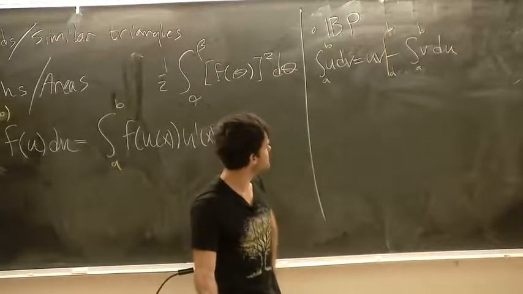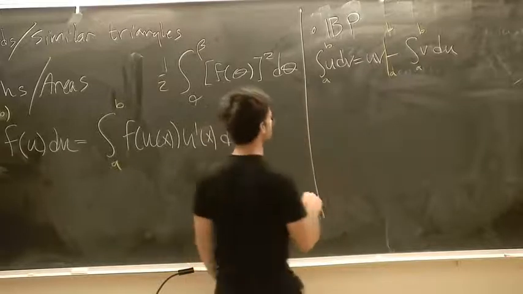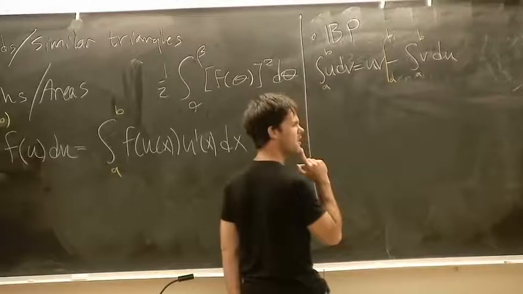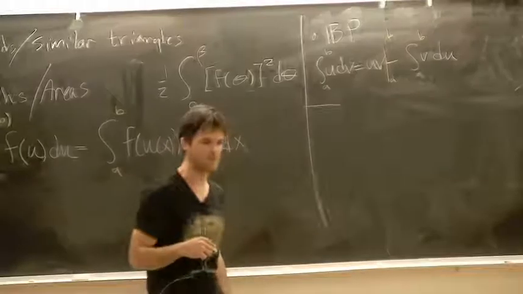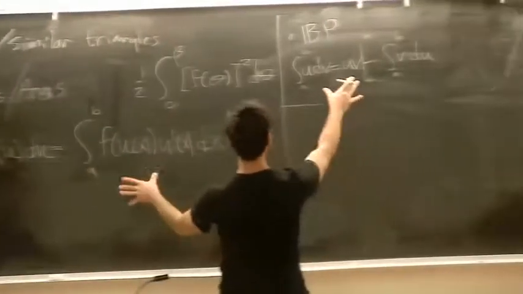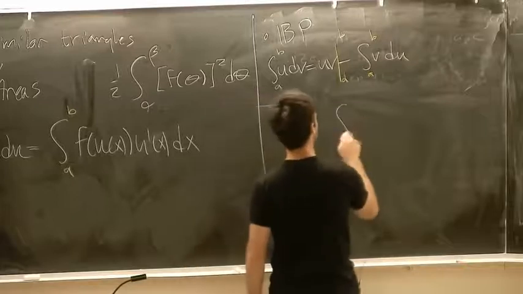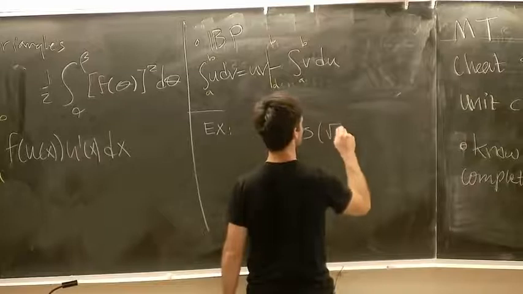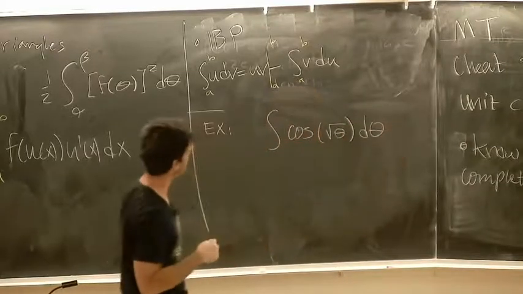So here, let's do an example. Here's an example that combines both of these. You can tell I probably like this example because it uses both of these techniques. So what if I had the integral of cos root theta? I think this is kind of like a homework problem.